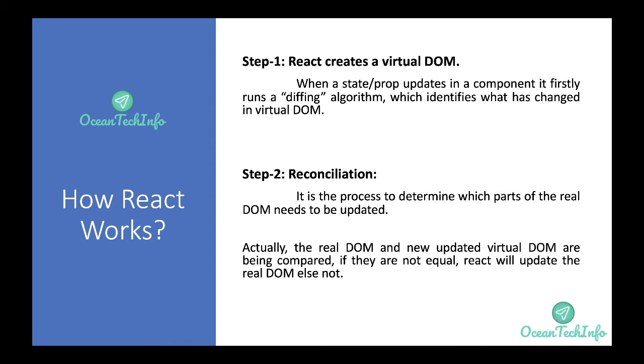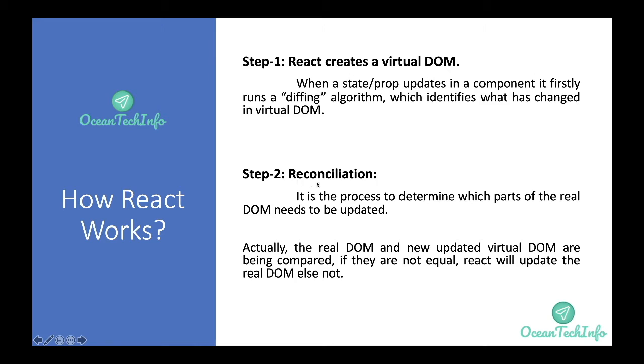Now, how React works. Step by step, I'm going to explain how React works. In these 2 steps, you can get to know how React exactly works. First, it creates a virtual DOM. When a state or prop updates in a component, it first runs a diffing algorithm, which identifies what has changed in the virtual DOM. That means it never directly updates the real DOM. It just updates the virtual DOM when and only when a state or prop gets updated.